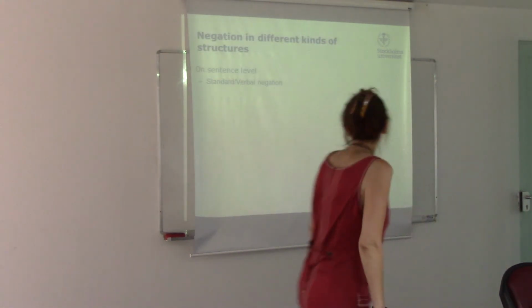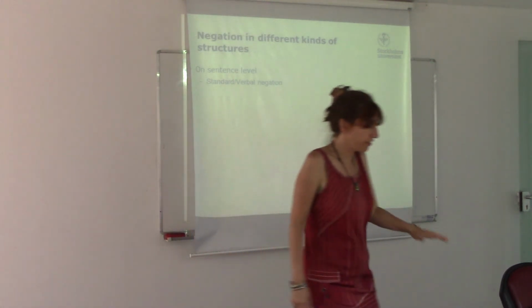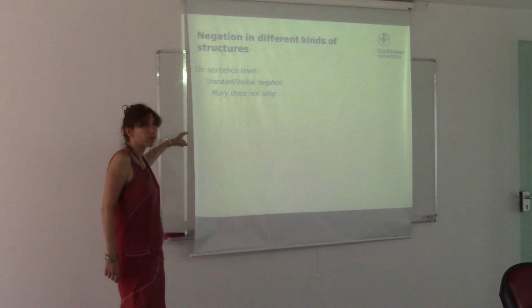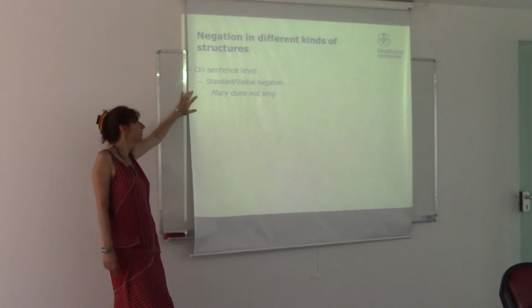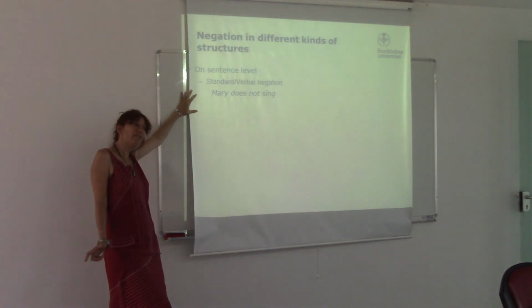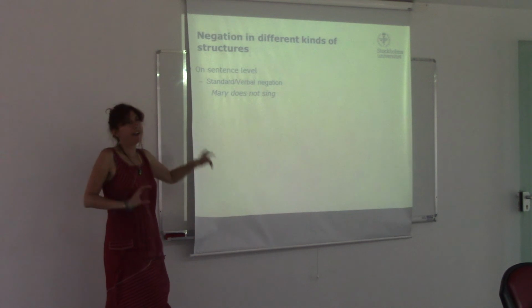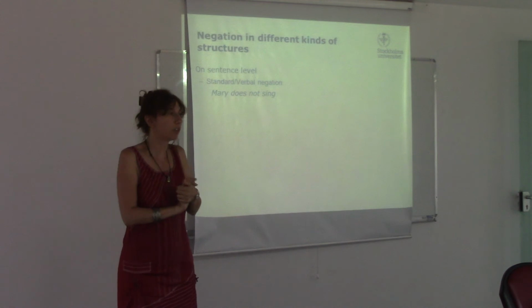So, on sentence level, we know about standard or verbal negation, and typical examples are Mary does not sing or smoke or run, and what is important to note is that the standard negator is identified in a language when it is used in a simple declarative sentence. And that sentence has a lexical verb. So the special negators for auxiliary verbs don't count.